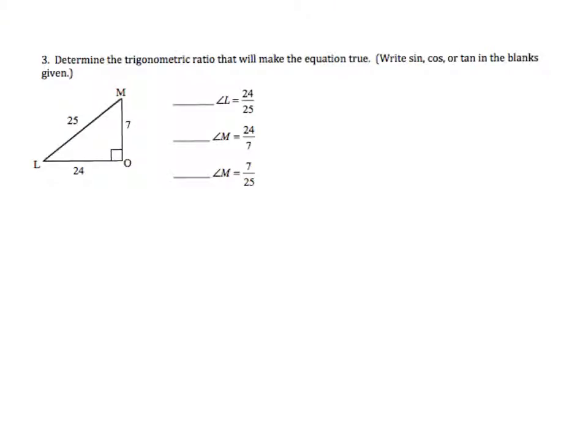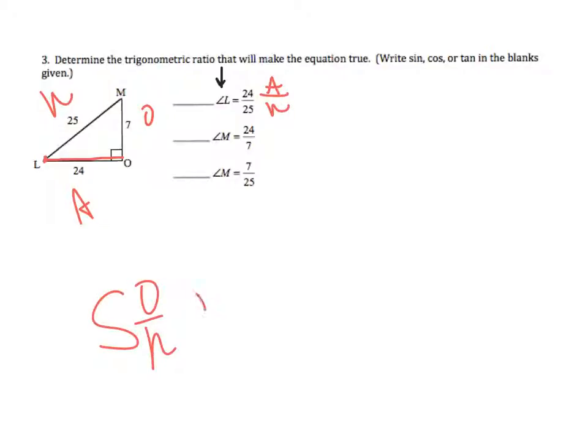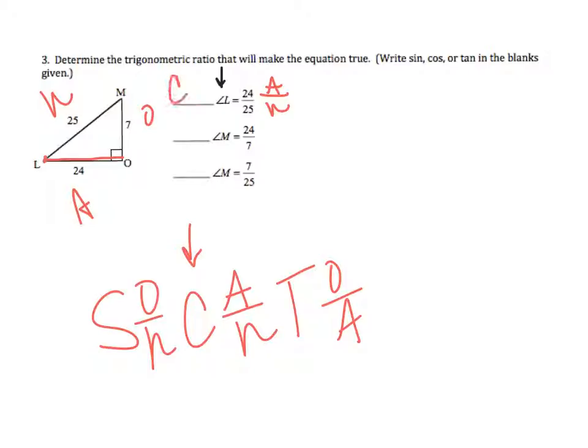All right, last part of review. You guys are pretty good at this. It says determine the trig ratio that makes the equation true. Write sine, cosine, or tangent in the blanks. So from angle L, the first one is talking about angle L. Pencil on L, line to the right angle. What side is that? That's your A side, H, O. Okay, so 24 is the A, 25 was the H. Which one in SOHCAHTOA gives us A over H? And that's going to be cosine, the C. So you write cosine.